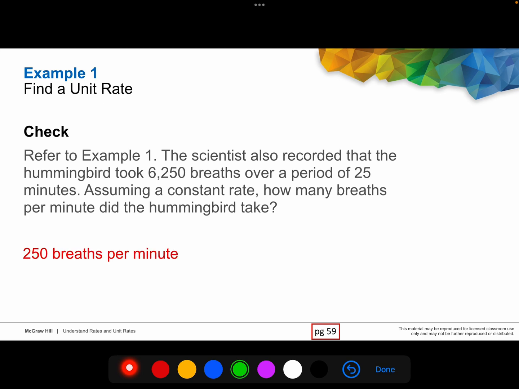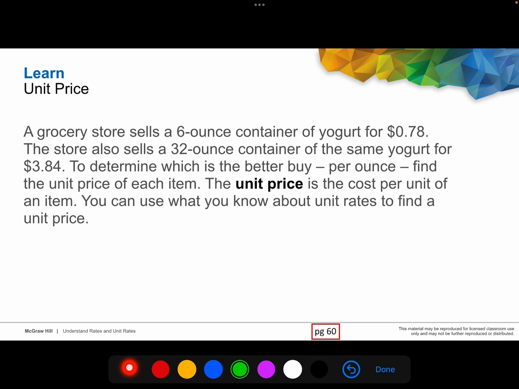There you go. All right, let's take a look at unit price. Where do we see a unit price? We see it in stores where we are buying usually grocery items. So a grocery store sells a 6-ounce container of yogurt for 78 cents. The store also sells a 32-ounce container of the same yogurt for $3.84.